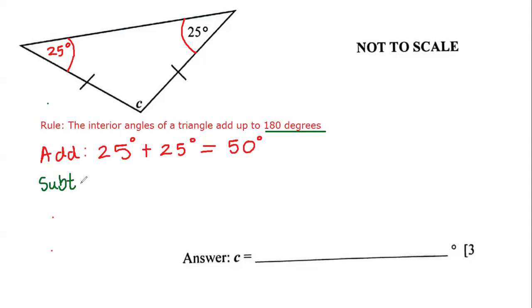And so we say that 180 degrees minus 50 degrees is going to be equal to what? 130 degrees. Okay, and so that's our answer for C, 130 degrees.